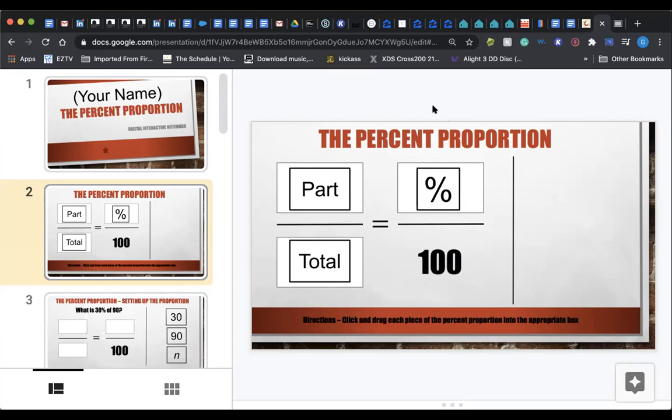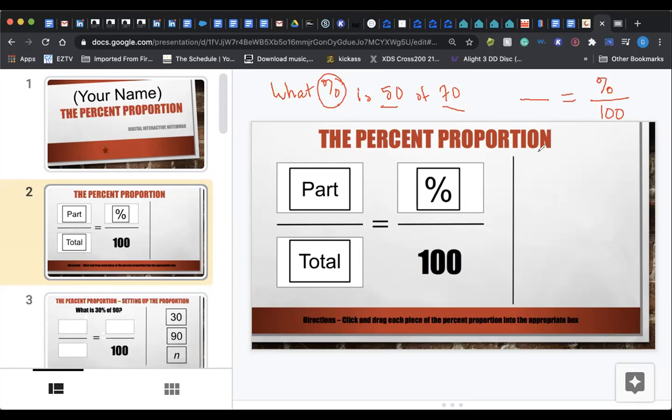So as an example, if I were to ask you, what percent is 50 of 70? So you don't know the percent. The percent is what you're looking for, but you have 50 and 70. So you would set up your proportion. The 100 always stays. The percent, I don't know. That's what I'm looking for. I'm looking for the percent.